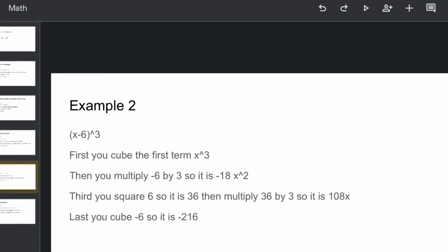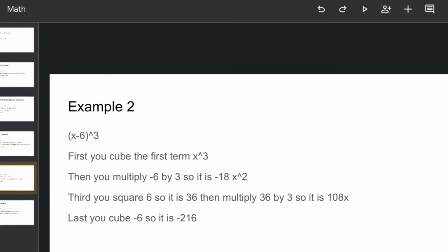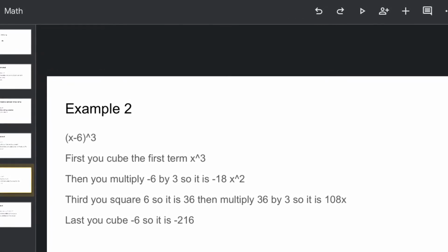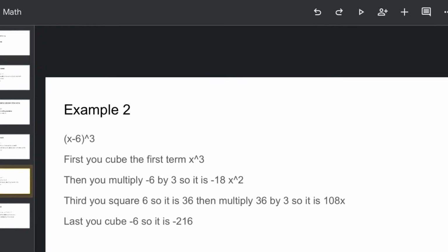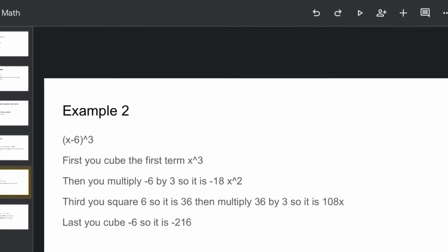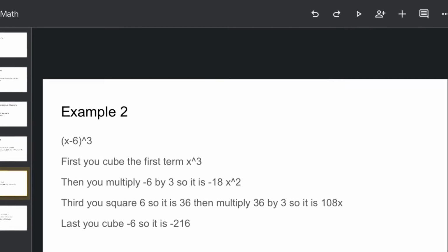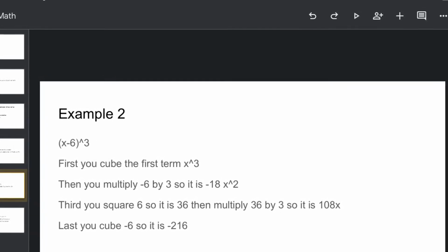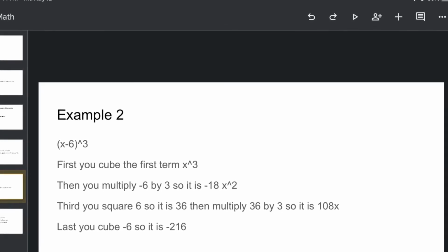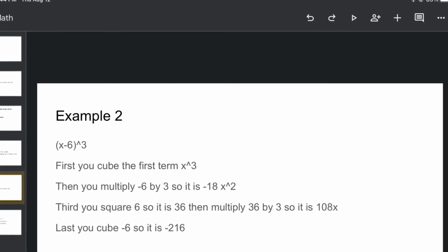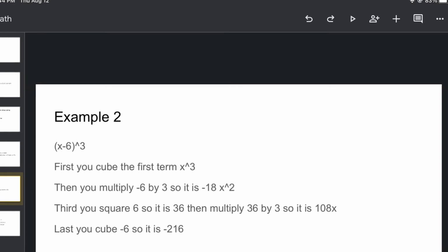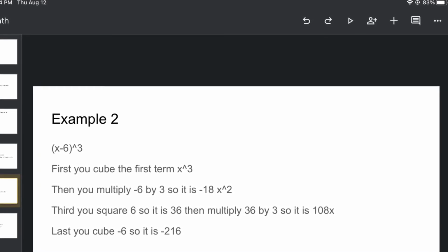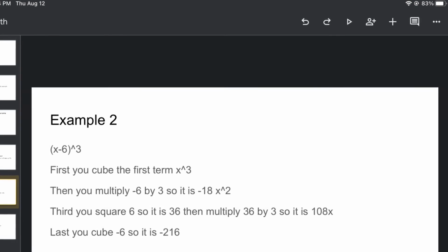Third, you square 6, which becomes 36. Then multiply it by 3 because it's a cube, so it becomes 108x. Last, you cube minus 6, which is minus 216. So the answer is x cubed minus 18x squared plus 108x. Then you lastly subtract 216 from it.